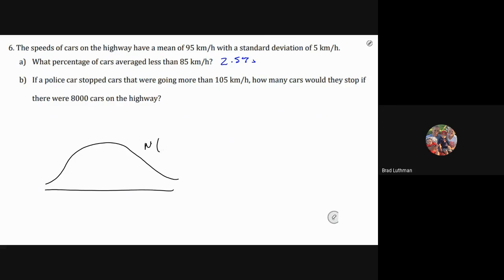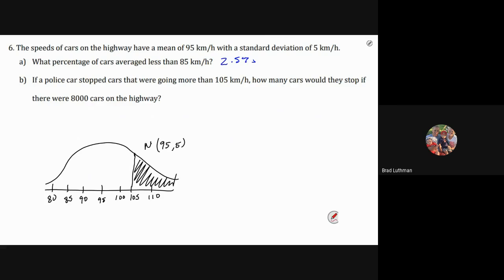This is why I should keep what I'm doing. 95, 100, 105, 110, 90, 85, 80. More than 105.